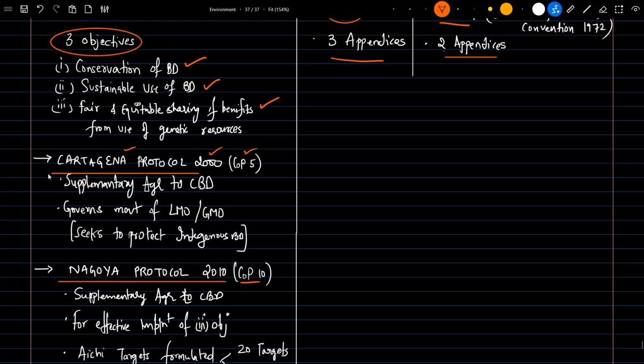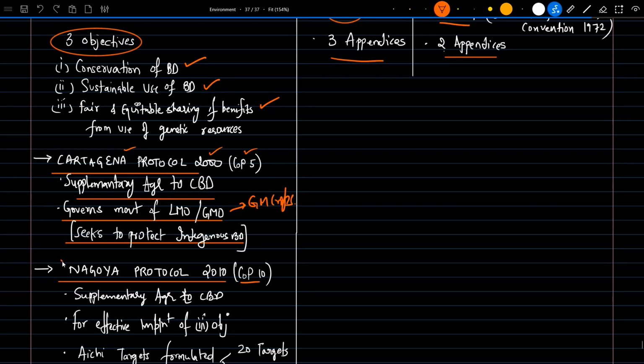So what does the Cartagena Protocol do? It is basically a supplementary agreement of the Convention on Biodiversity, and it governs the movement of living modified organisms or genetically modified organisms. For example, we know what GM crops are. It is related to that kind of thing. It basically seeks to protect the indigenous biodiversity, so that not much gene manipulation takes place and the local indigenous biodiversity is not lost. It basically strives in this manner.